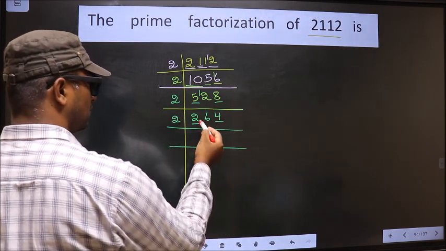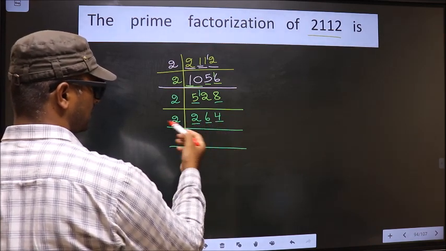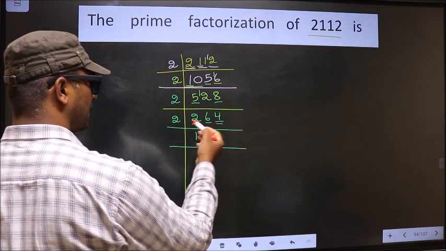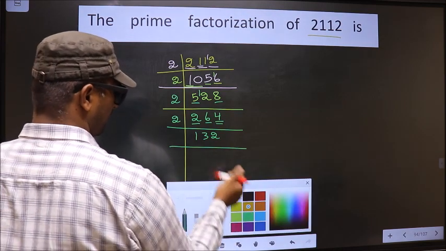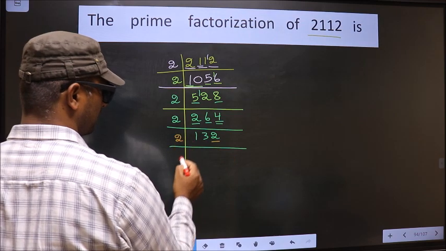The first number is 2. When do we get 2 in 2 table? 2 ones 2. The other number 6. When do we get 6 in 2 table? 2 3 6. The other number 4. When do we get 4 in 2 table? 2 2s 4. Now for this number, last digit 2 even, so we take 2 here.